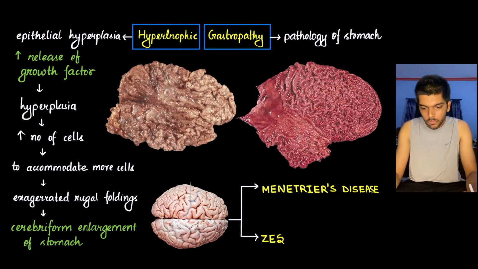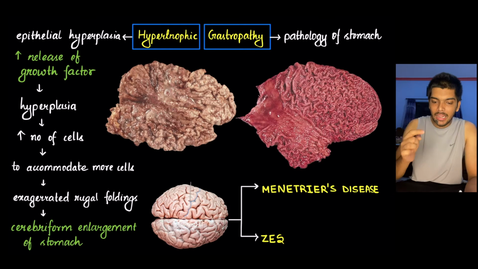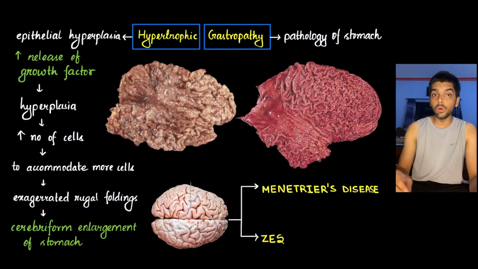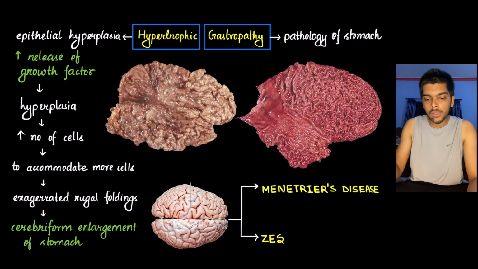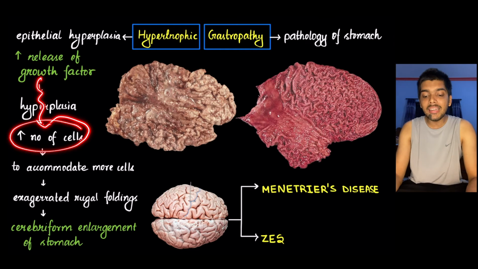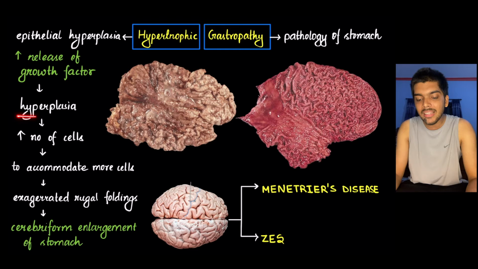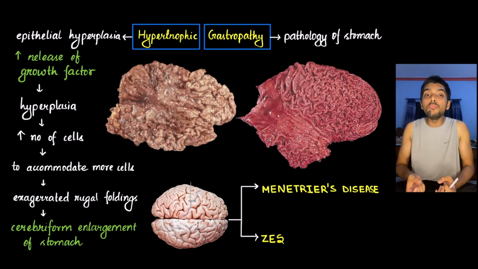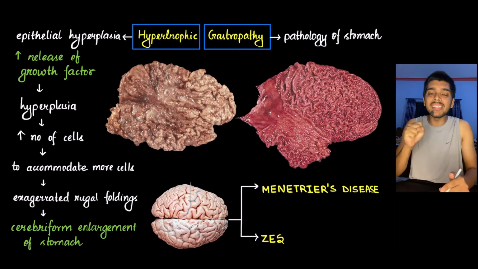Now listen to me. There is epithelial hyperplasia due to increased release of growth factor or maybe a certain kind of hormone, resulting in an increased number of epithelial cells. As a result, there are more cells within the stomach. Now, in order to accommodate these increased numbers of cells within the stomach, what happens? Already I said the rugal folding gets exaggerated, too much rugal folding. And what do you get?